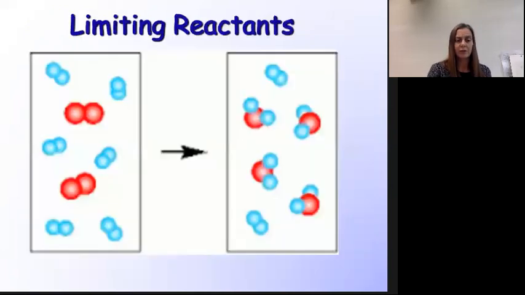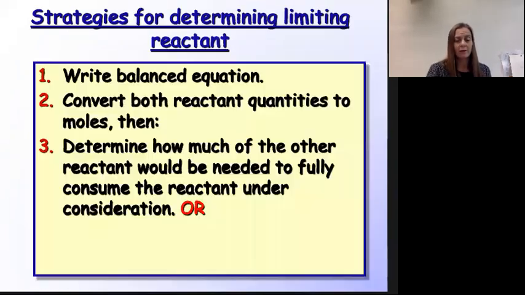So if we go back to our picture here and we pick oxygen, we can see that we have two molecules of oxygen. And because we know that for every one molecule of oxygen, we need 2 moles of hydrogen, we would say that for 2 moles of oxygen, we would need 4 moles or molecules of hydrogen. And so we can see that we have 6 molecules of hydrogen. And so we have more than enough hydrogen, and oxygen would be limiting. So that's one of our choices, to determine how much of that other reactant we would need to fully consume that reactant.